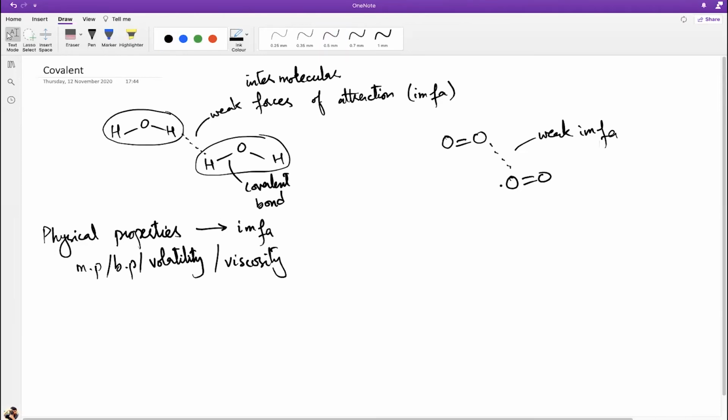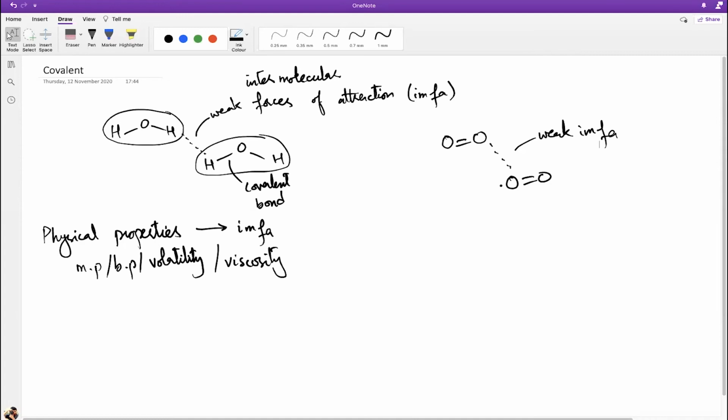It boils at minus 196 degrees Celsius. That temperature is good enough for oxygen to boil, for these forces to be completely broken down. So that's how weak these forces are, that even at those temperatures they're easily overcome by the molecules. So remember one thing, that physical properties depend on these forces of attraction.